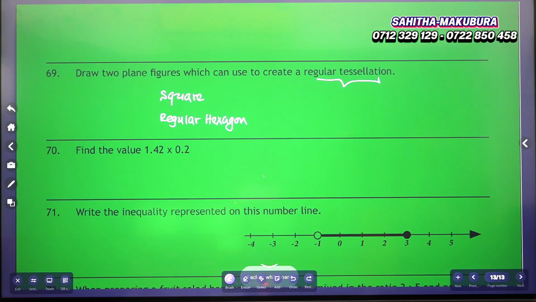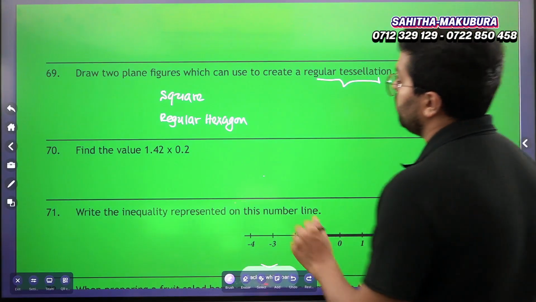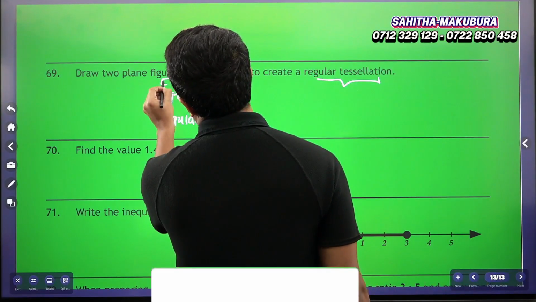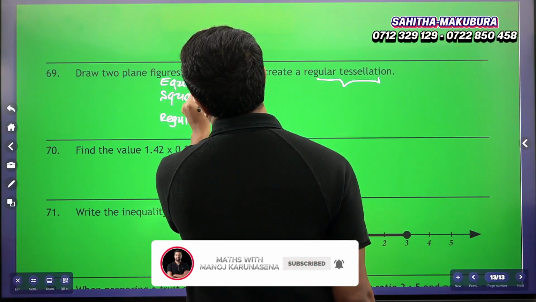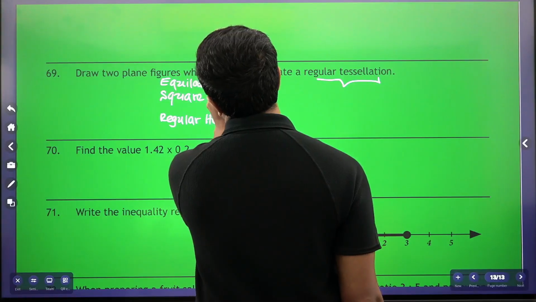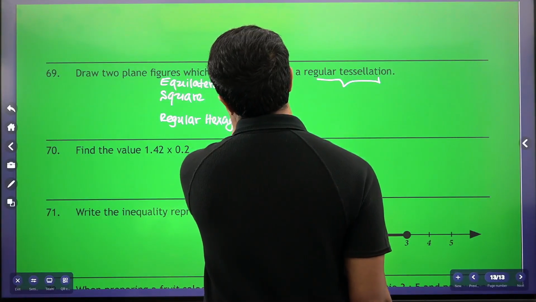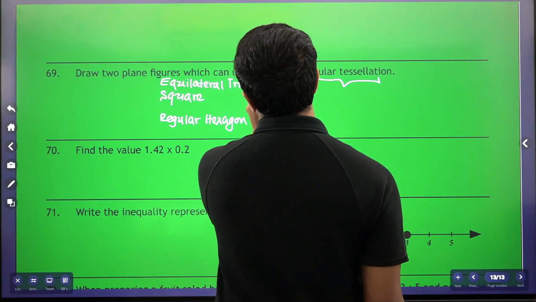Yes, Kianda. Is it all? We have one more. If you want, we can use an equilateral triangle as well. We can use equilateral triangles as well in order to construct regular tessellations.